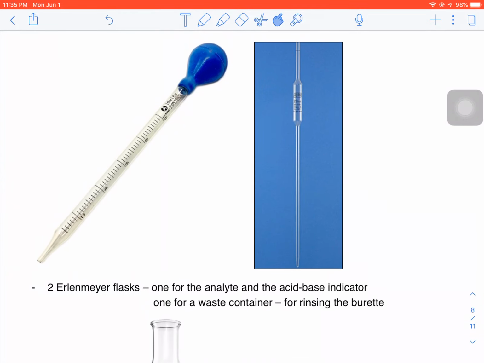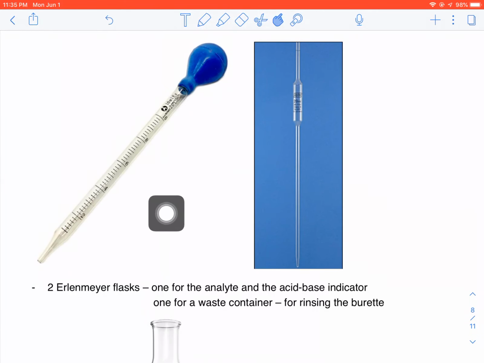Here are the two kinds of pipettes that we would use in this type of lab. One's called a graduated pipette. That's the one on this side, and it's got graduations. It's got numbers all the way up: 2 milliliters, 4 milliliters, 6, 7, 8, 9, 10 milliliters. So I can actually measure a volume using this. There's the rubber bulb that I would put on the end.